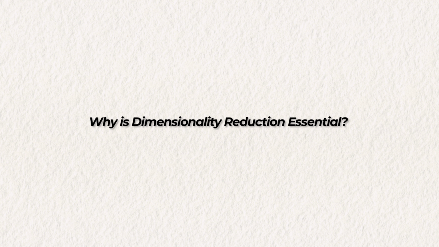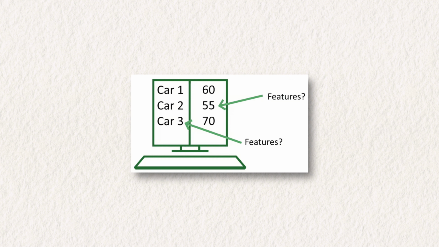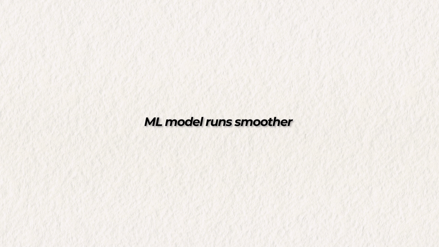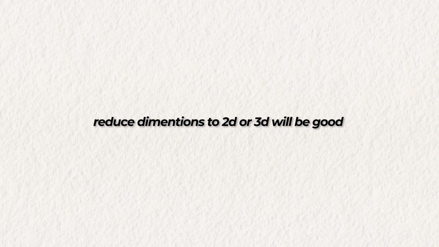Why is dimensionality reduction essential? There are two main reasons why dimensionality reduction is a game changer: efficiency and visualization. 1. Efficiency. Fewer features mean faster computations and easier modeling. Machine learning algorithms run smoother, and training time decreases significantly. 2. Visualization. High-dimensional data is impossible to visualize. Reducing dimensions to 2D or 3D allows us to create meaningful visual representations, helping us understand patterns and relationships in the data.